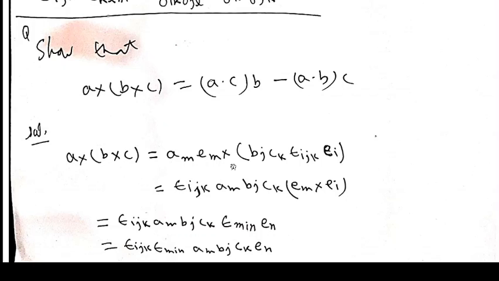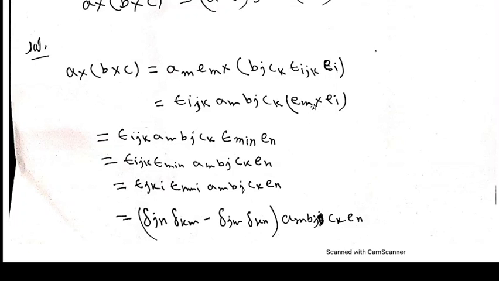Now A cross (B cross C) is simply the definition. Here we have used the simple definition of B cross C. Instead of vector A we are using A_m E_m, that is A1 E1 plus A2 E2 plus A3 E3, the summation convention. And the definition of B cross C is B_j C_k epsilon_ijk E_i. Now you can write this as epsilon_ijk A_m B_j C_k and E_m cross E_i.